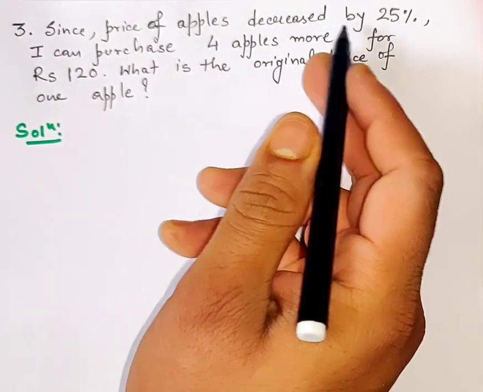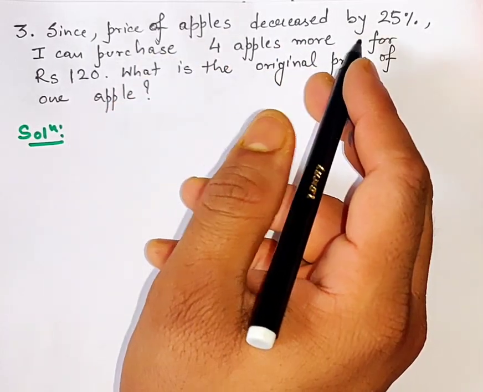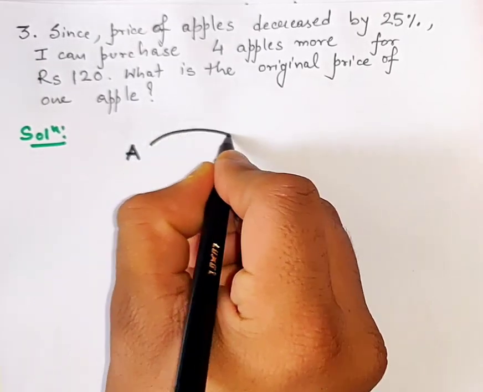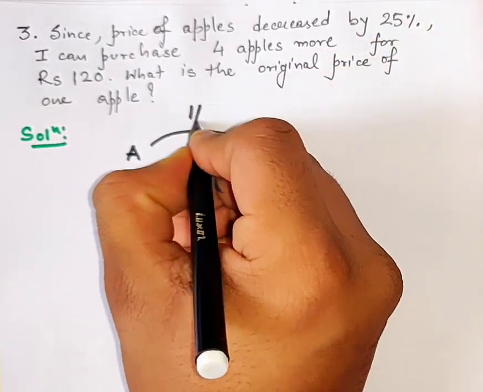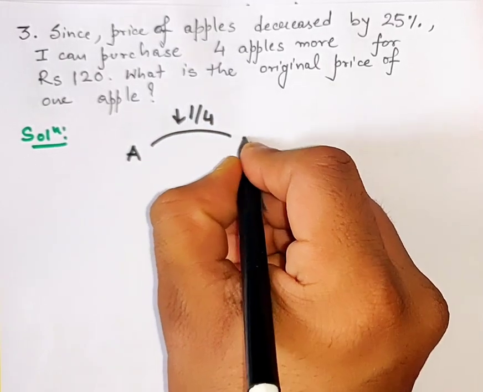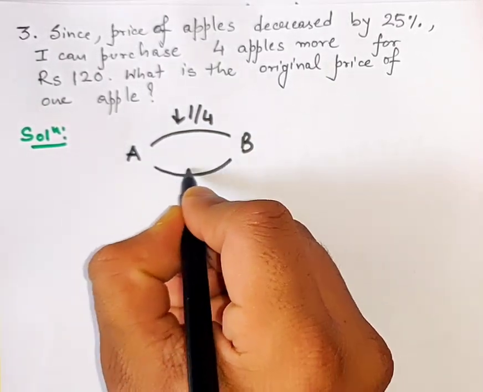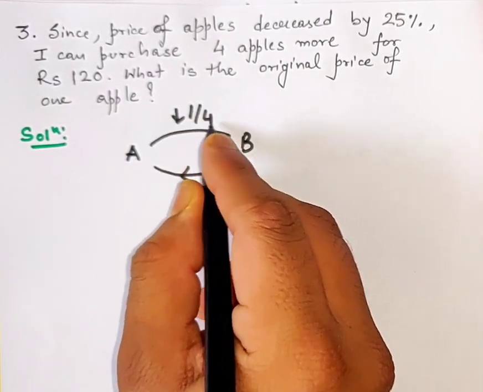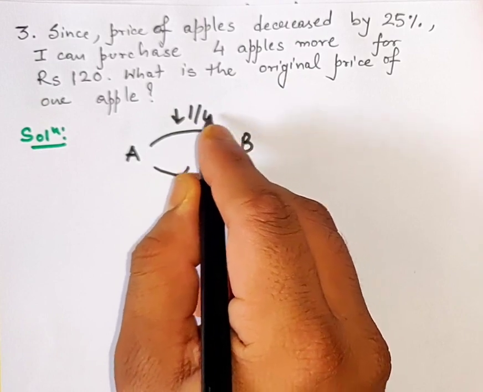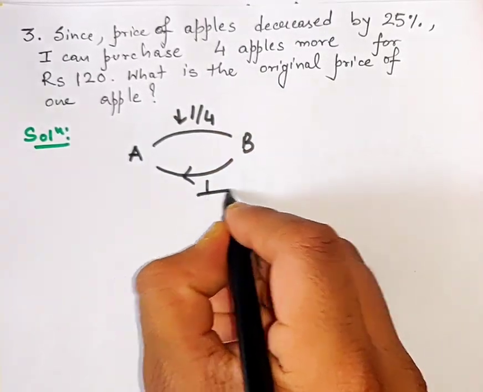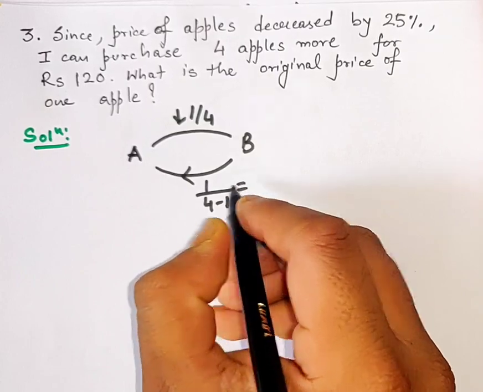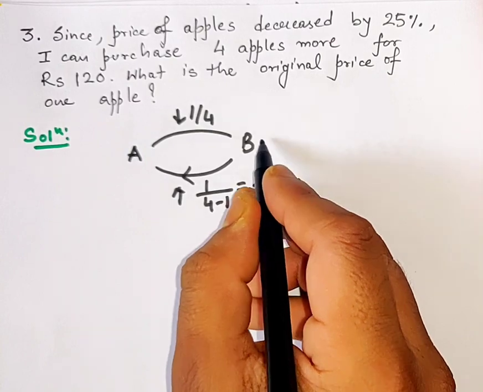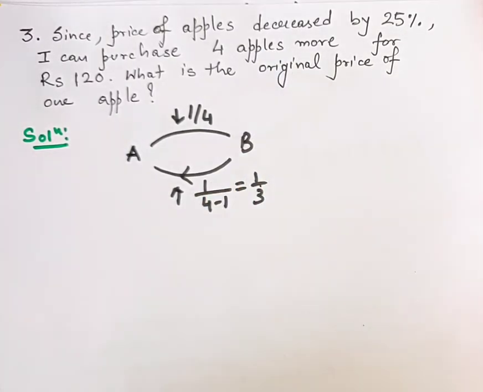So what you do? Since price decreases by 25%, 25% means 1 by 4. You reduce the price by 1 by 4. Then how much more quantity you can buy? If you have reduced by 1 by 4, it means base will reduce. So base you need to do 1 by 4 minus 1 because you have reduced. So here it will be subtraction, 1 by 3. So 1 by 3 of the initial quantity of apples you can buy more.